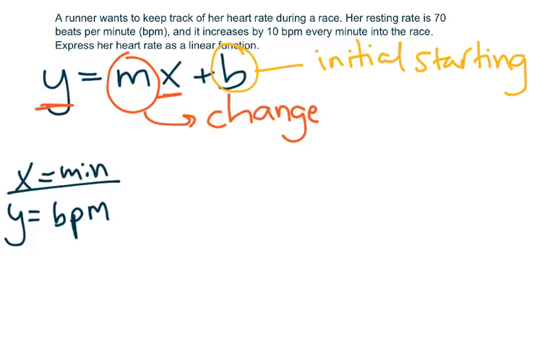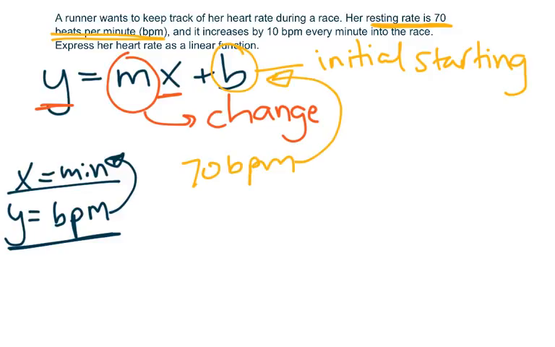That's the independent variable, and depending on the time in the race, you get the y, which is the beats per minute, or her heart rate. That's the dependent variable. Her heart rate depends on what time of the race we're at. Now, what else can we tell from this information? Her resting rate, or what her heart starts off at 0 minutes gone by in the race, is 70 beats per minute. That already shows us that's going to be our initial starting value in this linear function.